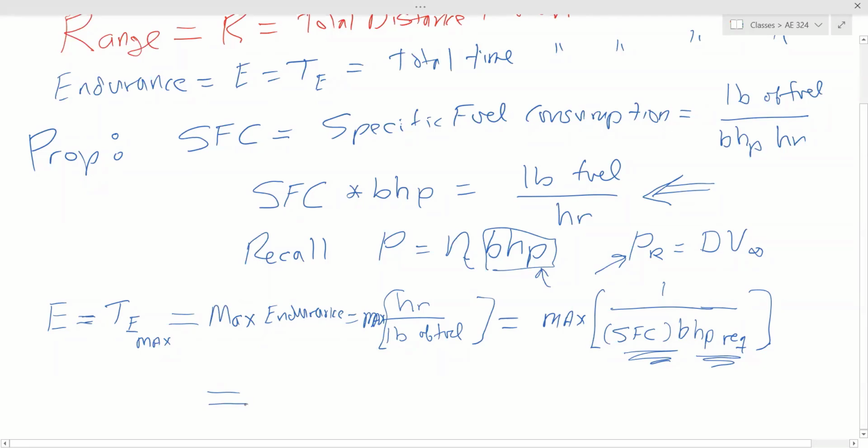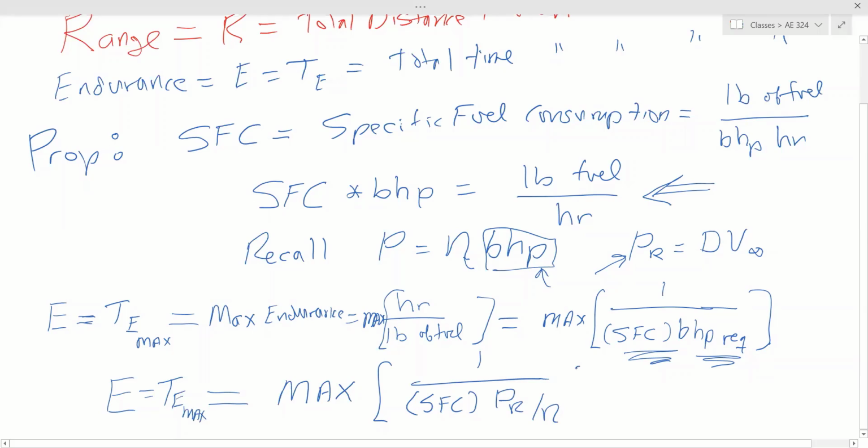So the fundamental formula for this then, for the endurance, is the maximum of 1 over the specific fuel consumption times the power required divided by eta. Because the brake horsepower is just power required divided by eta. And we know how to calculate power required. It's the drag times V infinity, and we know how to calculate the drag because we've done that for all of the performance calculations.